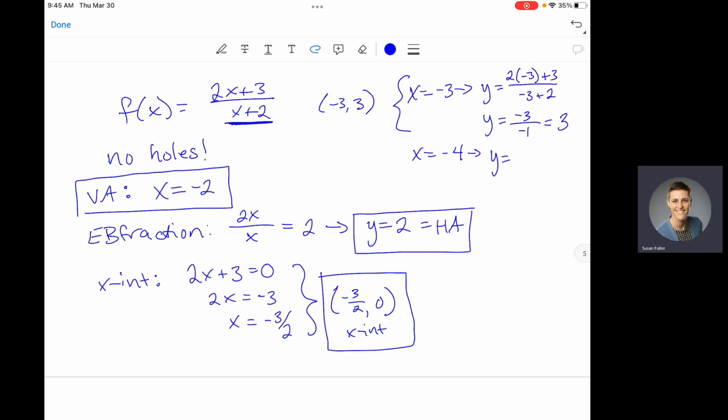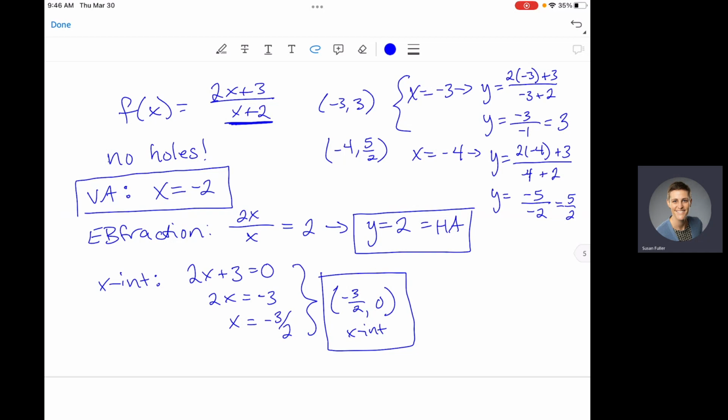I'm also going to plug in -4. When I do that, I get y equals 2 times -4 plus 3 all over -4 plus 2. Okay, so arithmetic. 2 times -4 is -8, plus 3 is -5, all over -4 plus 2 is -2, which gives me a positive 5/2. Again, that's not a super pretty point, but that's okay. We can use the grapher, so it's not a big deal. So these will be my 2 points on the left side of my vertical asymptote.